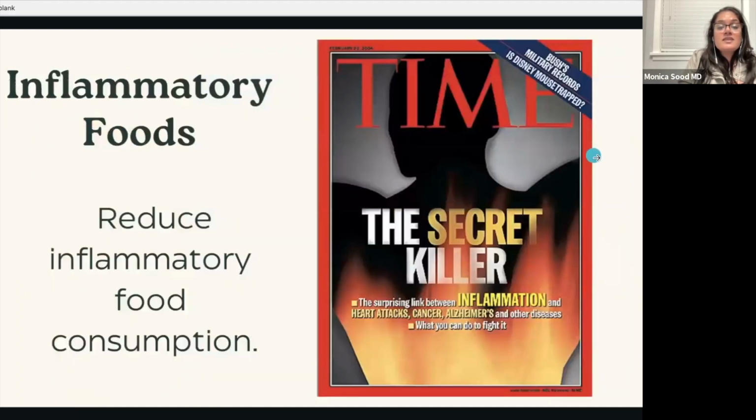So interestingly enough, back in 2004, this was the cover of Time magazine. And it's talking about the secret killer, the surprising link between inflammation and heart attacks, cancer, Alzheimer's, and other diseases, basically chronic diseases, lifestyle diseases, things that we can change. So this has been around. This is 19 years old.